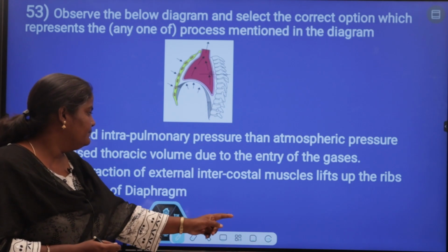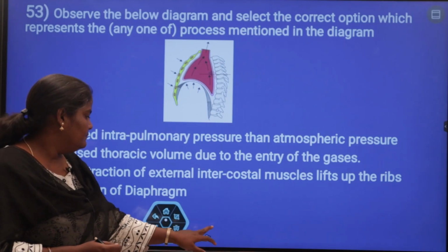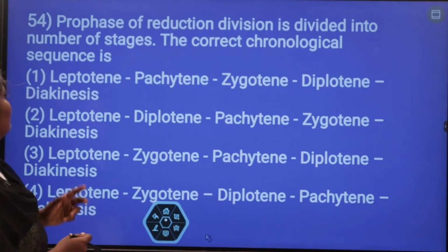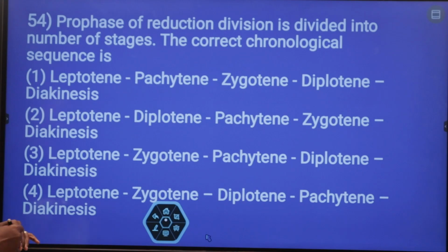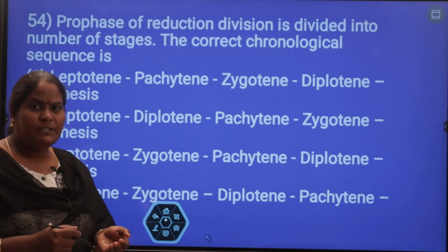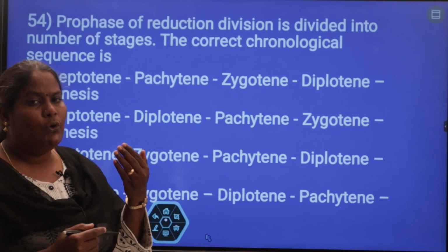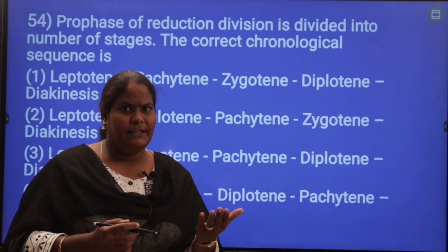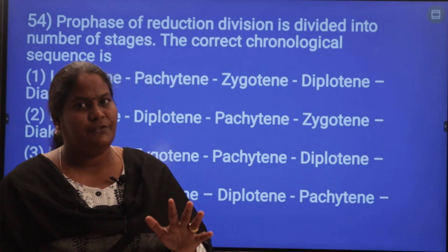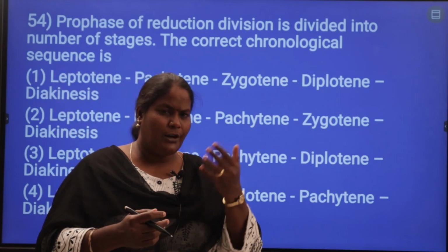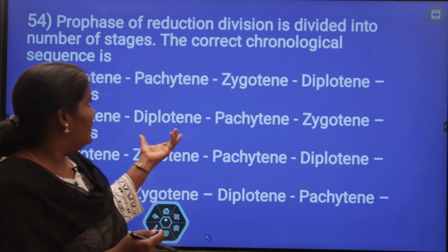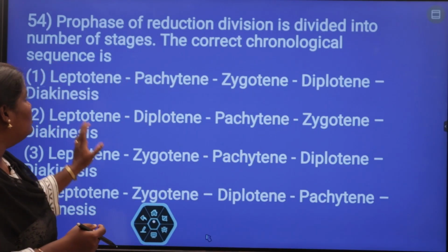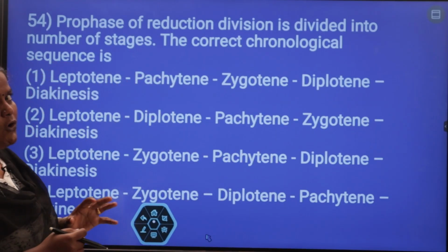Next question, cell division. Prophase of the reduction division. Meiosis cell division has a prophase. So prophase contains 5 phases. Prophase 1 of the meiosis cell division contains these phases. You are aware of the order. They are insisting you to arrange them in a proper chronological order.